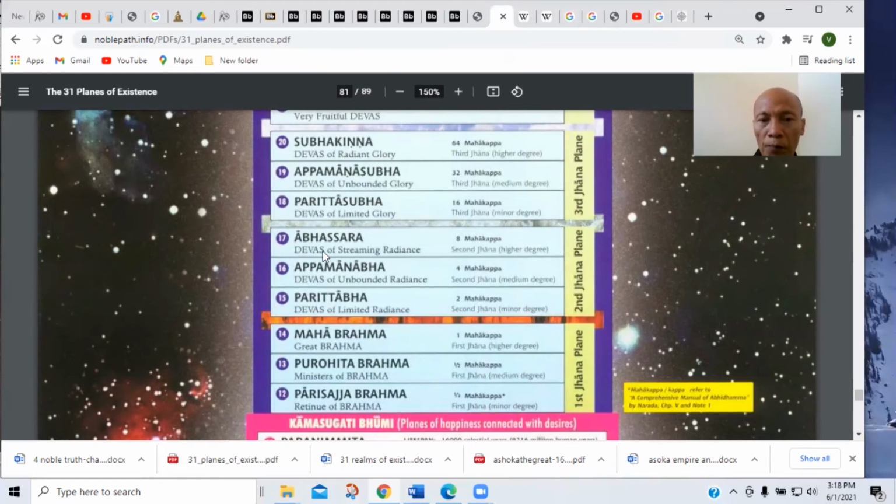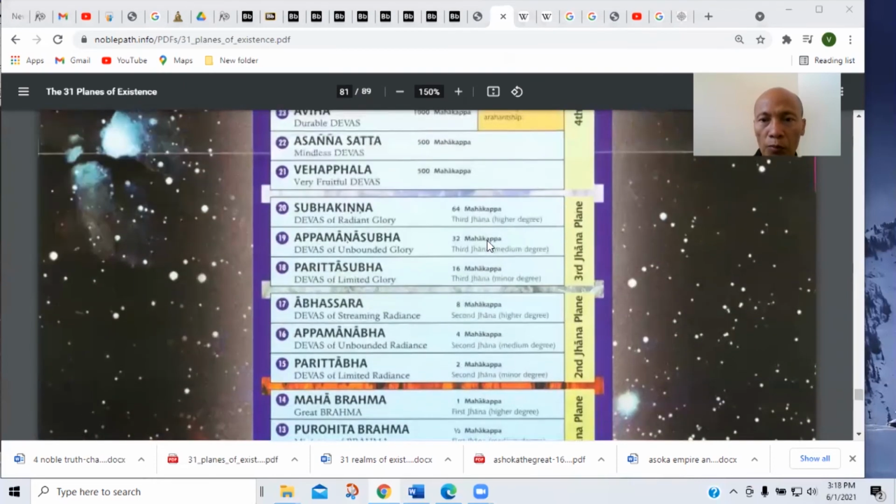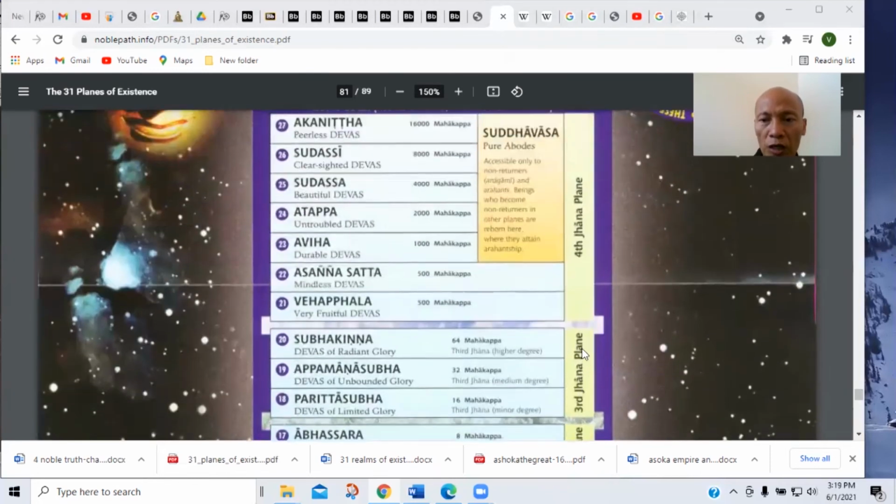And the number 17, the devas of streaming radiance, live up to 8 Mahakappas, so 8 times 1.344 trillion years, and more, up to the devas of limited glory. Their lifespan is 16 Mahakappas. So 16 times 1.344 trillion. Devas of unbound glory live up to 32 Mahakappas. The devas of radiant glory, their lifespan is 64 Mahakappas. That is the third jhana plane.